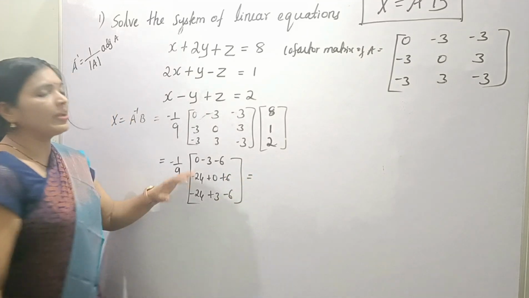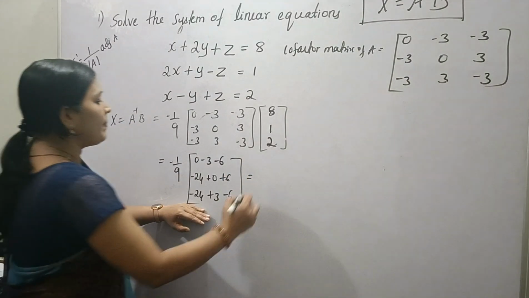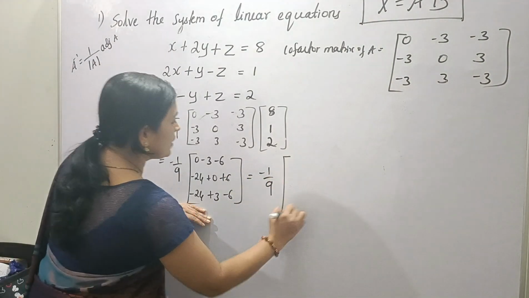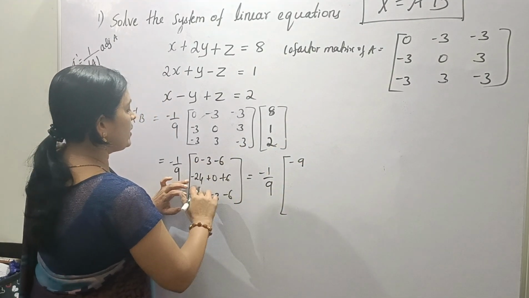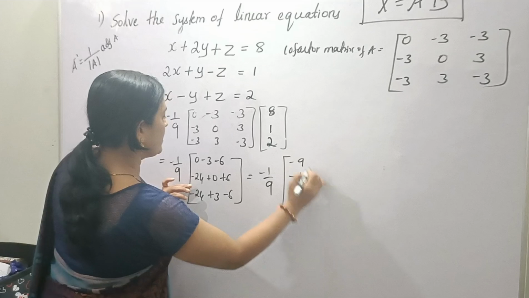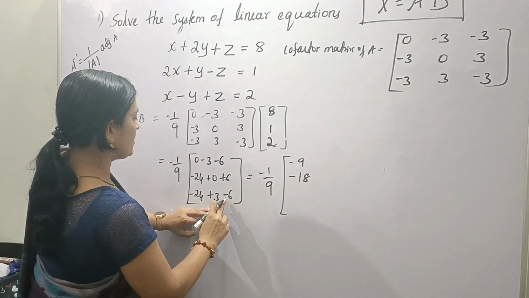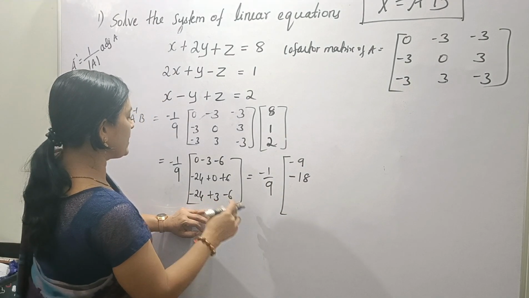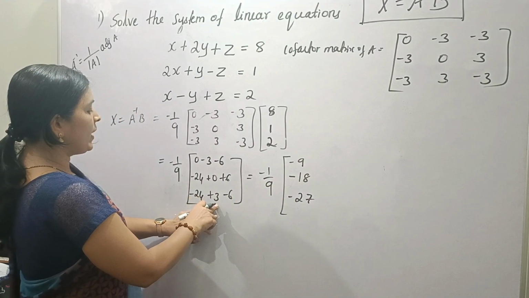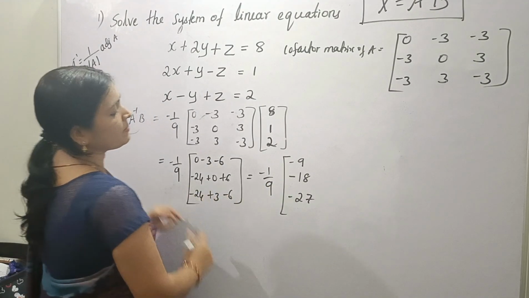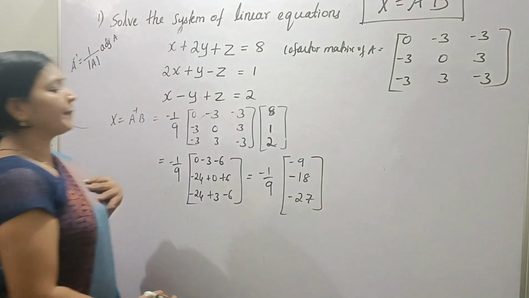That is equal to, see, we have got a column matrix. Minus 1 by 9 into minus 9. Here it is minus 18. Here 3 minus 6 is minus 3. That is minus 27, right? Minus 24, it is minus 21. Minus 6, minus 27. Okay.